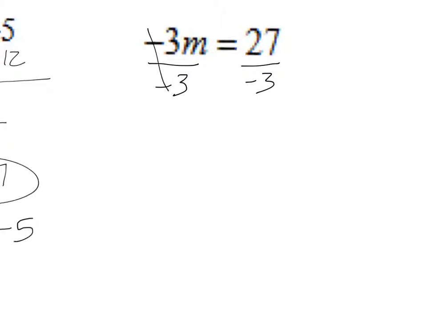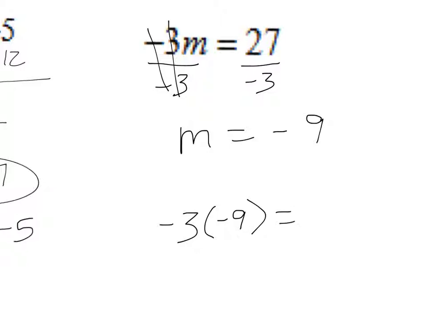Okay, and then negatives will cancel. The 3's will cancel. And I get m is equal to, now we have a positive divided by a negative. So that would be a negative 9. Now again, check it. So negative 3 times negative 9. A negative multiplying by a negative ends up being positive, and 3 times 9 is 27, so that works.